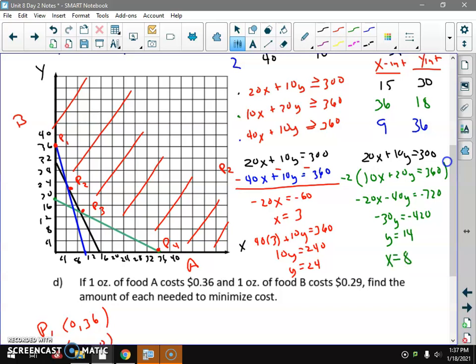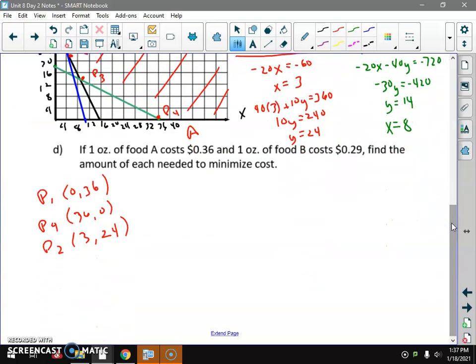Let's check our graph this time. Could x be about 8? Yeah, this one's better. 8, 14. All right, so there's our last point, 8, 14. We'll call that P3. These problems take a while. Those small math solutions are long gone.